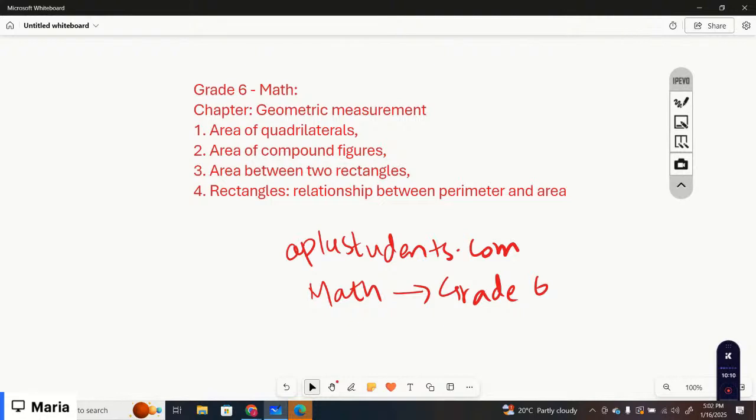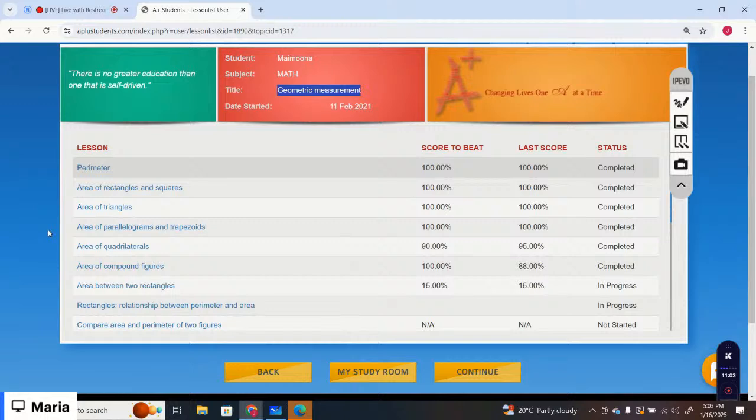We're going to start with the chapter geometric measurement. The lessons we're going to cover today are area of quadrilaterals, area of compound figures, area between two rectangles, and the relationship between perimeter and area. So please make sure you have your notebook and pencil so that you can note down the important examples and definitions as well. Let's just start with the lesson that is area of quadrilaterals.